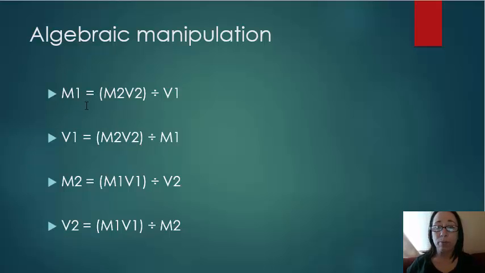So if we're solving for M1, we multiply M2V2 divided by V1. If we're solving for V1, the volume that we start out with of the stock solution, that's M2V2 divided by M1. If we're solving for the molarity of the dilute solution, it's M1V1 divided by V2. And if we're solving for our final volume of the diluted solution, that's going to be M1V1 divided by M2. So it's pretty straightforward.